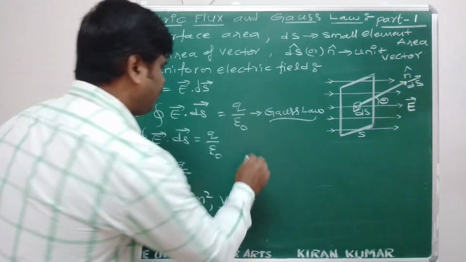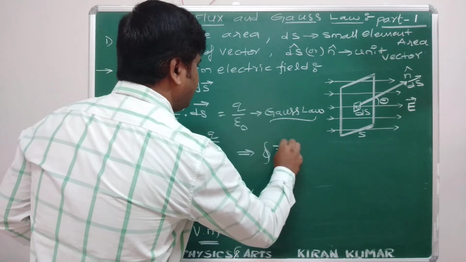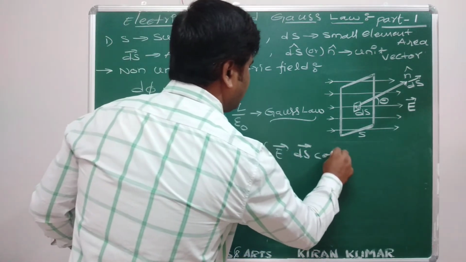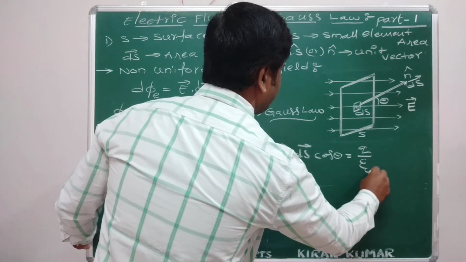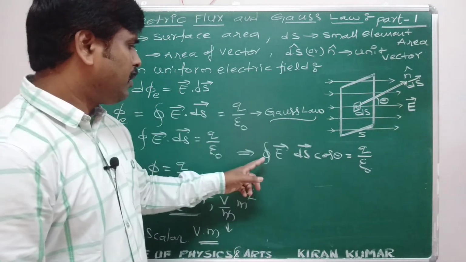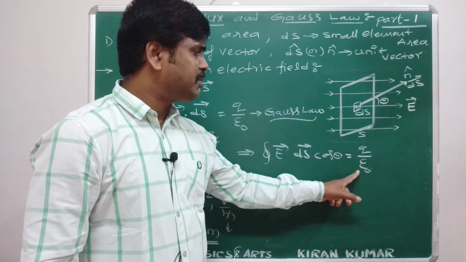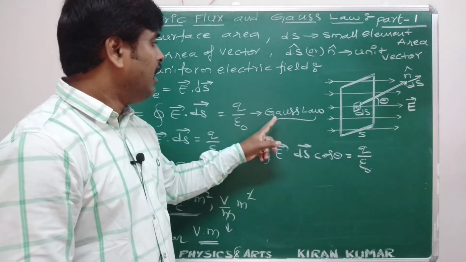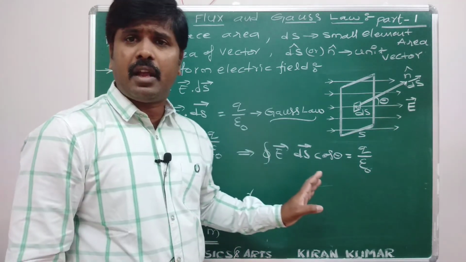And continuing, the closed integral of E bar dot ds bar we can write as E ds cos theta, which is equal to Q divided by epsilon naught. The total electric flux through any closed surface is equal to 1 by epsilon naught times the net charge enclosed by the surface, and this is called Gauss law. So these are the different forms of the Gauss law equations.